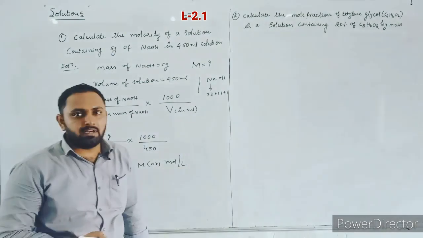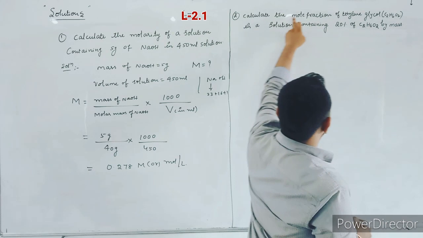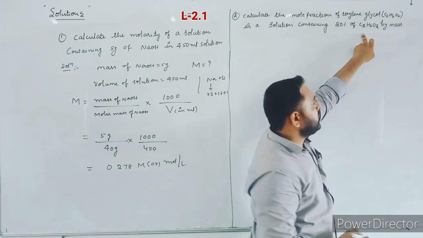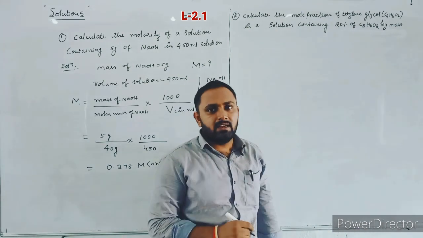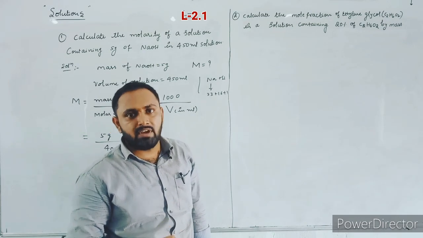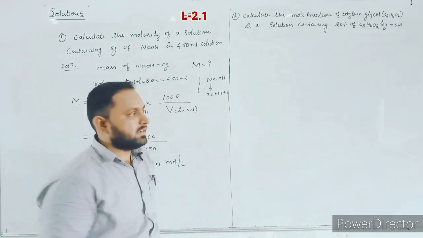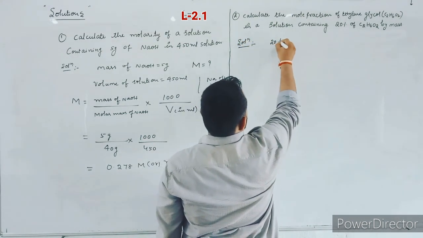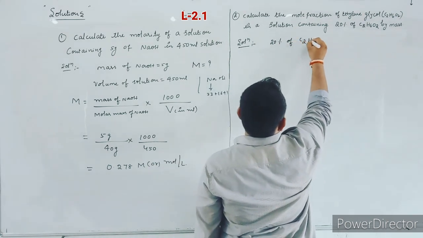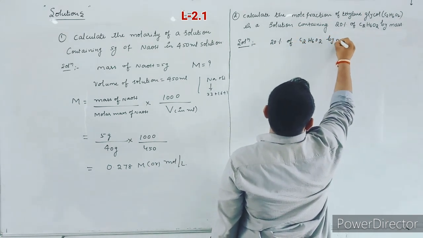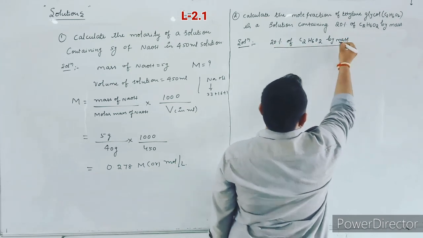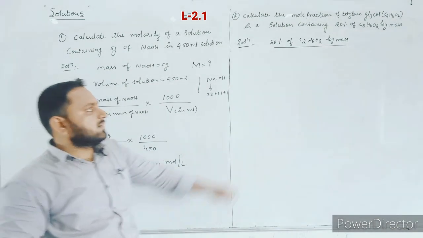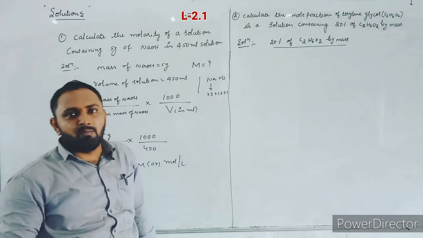Now let us solve the second numerical here. In the second numerical, calculate the mole fraction of ethylene glycol in a solution containing 20% of ethylene glycol by mass. Here the percentage of ethylene glycol is given by mass. Now let us write the given data here. The 20% of C2H6O2 by mass. What is the meaning of this one? Here by mass means the percentage is given as mass percentage. The concentration of solution is expressed in terms of mass percentage.